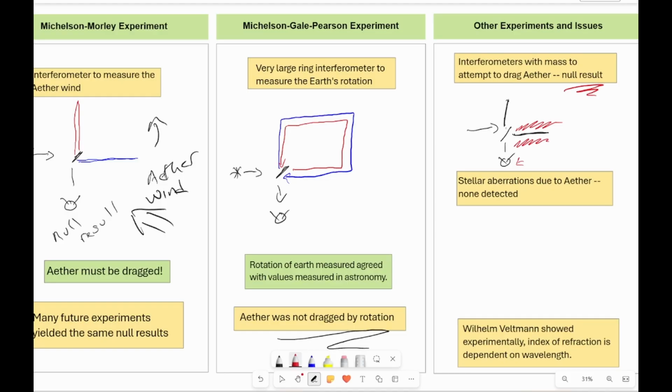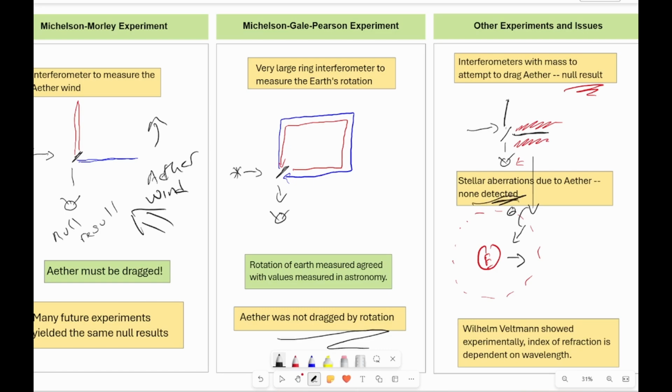Then there are stellar aberrations due to Aether. We have stellar aberrations due to the motion of the Earth, and that makes sense, but what they are assuming is that if Earth is here and there's some sort of Aether that's dragged, then if light is coming in this direction, the light path direction is going to change at some angle due to this moving Aether. That has never been detected.